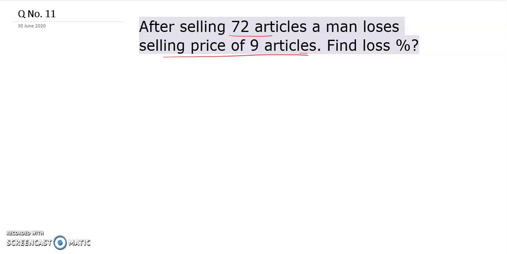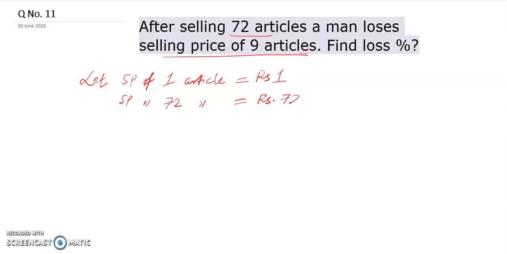So let's say, let selling price of one article is equal to rupees 1. So SP of 72 articles will be how much? Rupees 72. And it's given loss is how much? Selling price of 9 articles. So our loss will be 9 articles, so rupees 9.